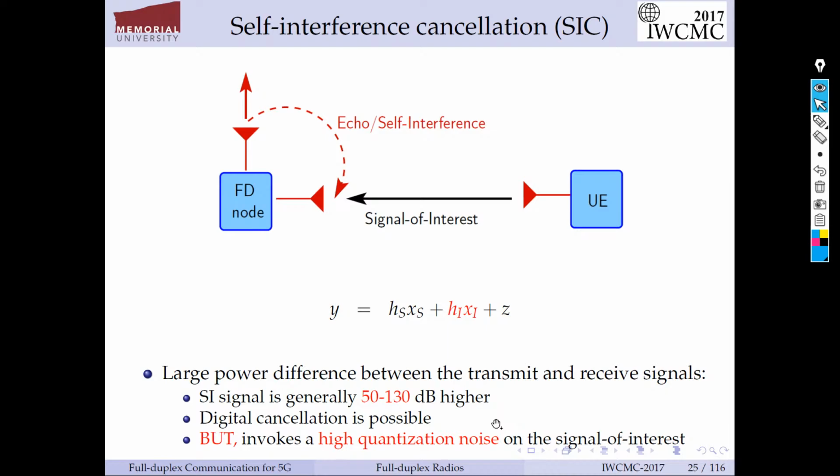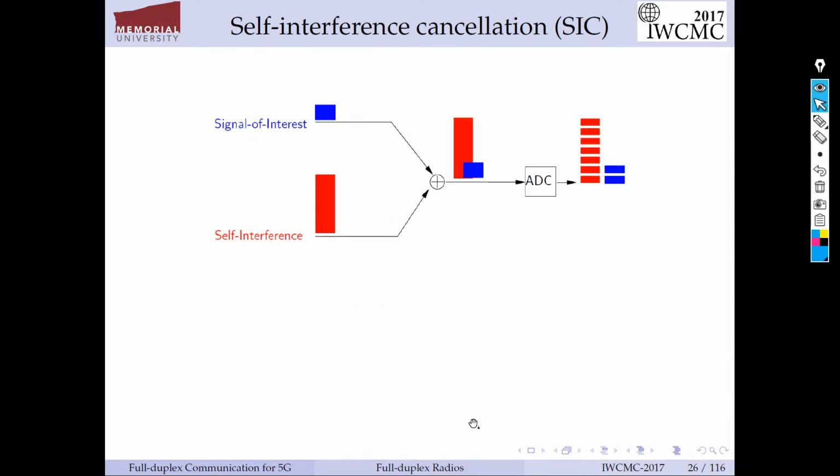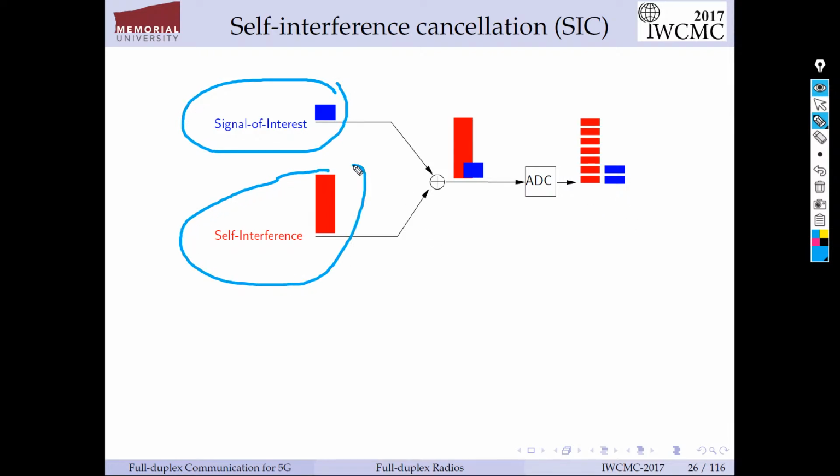You can do that by analog cancellation and digital cancellation, but this can cause high quantization noise in the signal of interest. So, self-interference cancellation: let's talk about one case where you have the signal of interest, which I told you is received with very low power, and even if you receive it with high power, the power of the self-interference is going to be larger. So you have the sum of two signals, one extremely large with large power, and one very small, very tiny.